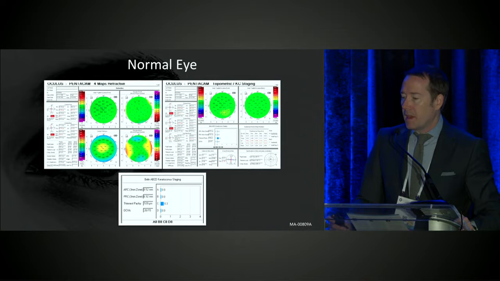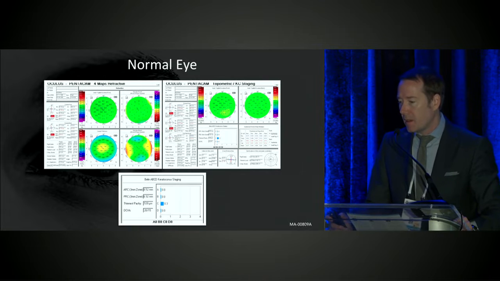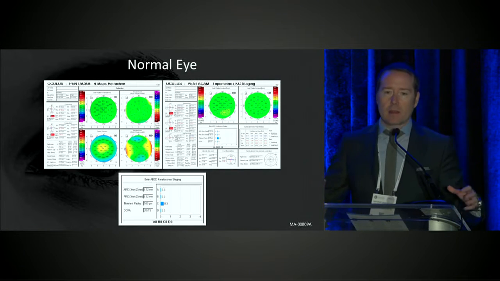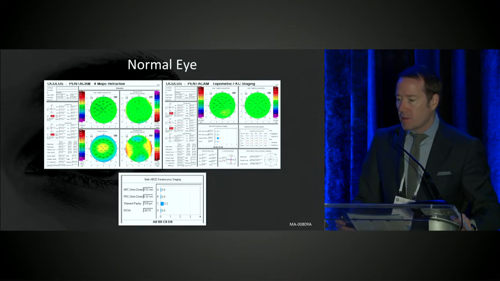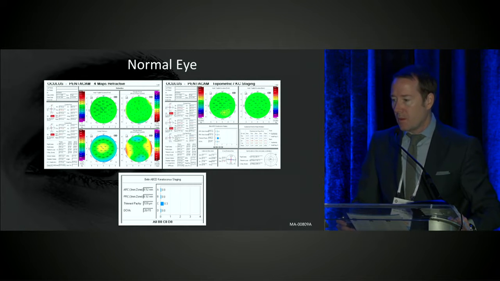So we've talked about the Belin ABCD keratoconus staging. I'm going to highlight just a couple other nuances that have not been discussed here in the context of perioperative evaluation of the keratoconus patient. So here's a normal eye. We can see that all four indices score 0, meaning that it looks normal.